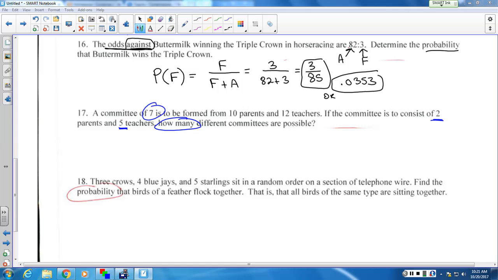It didn't say what's the probability, so I don't have to divide by anything. You only divide if it says probability. It just says how many. And so I want 2 parents and 5 teachers, and that's going to give me everybody I need. I'm going to get the 2 parents out of the total number of parents, and the 5 teachers out of the total number of teachers. I'm multiplying because it says and. I want 2 parents and 5 teachers.